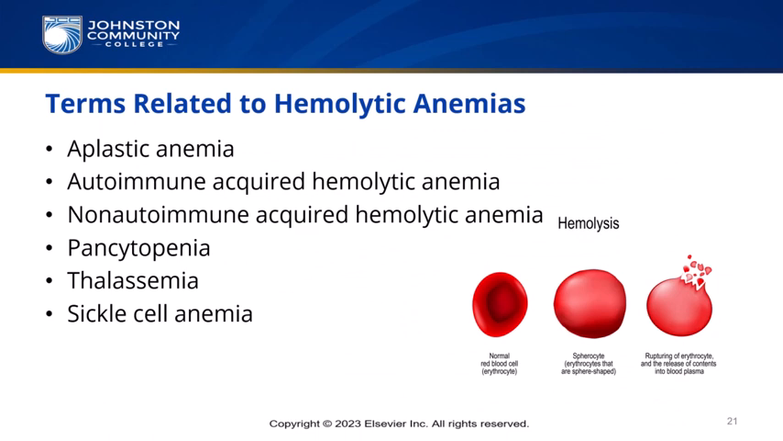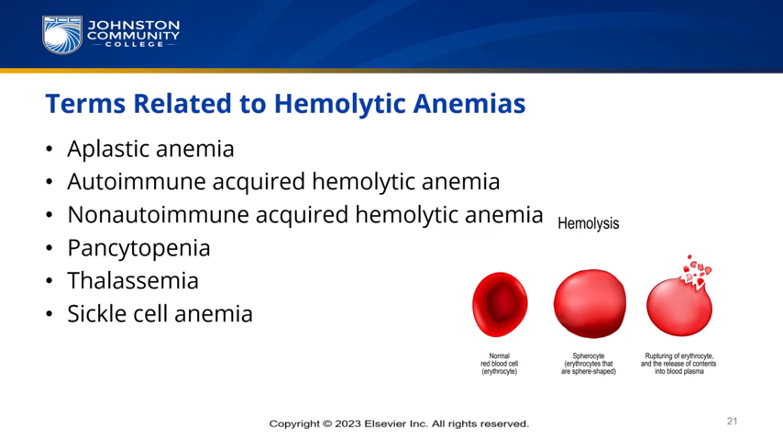Then we have thalassemia, which are a group of inherited disorders of people from Mediterranean, African, and Southeast Asian descent in which the anemia is a result of a decrease in the synthesis of hemoglobin. This results in a decreased production and an increased destruction of red blood cells.